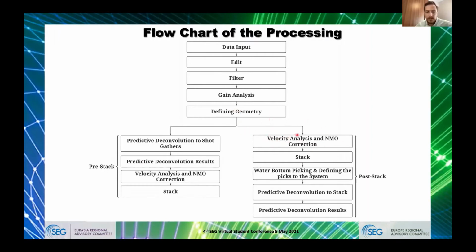But if we go the different path, if we apply the velocity analysis and NMO correction after we define the geometry, we will acquire our stack section. After that we will pick the water bottom and define these picks to the system, and then we will apply the predictive deconvolution to the stack section, and we will acquire our result section. So this equals the post-stack section.